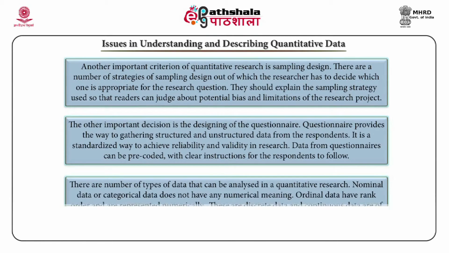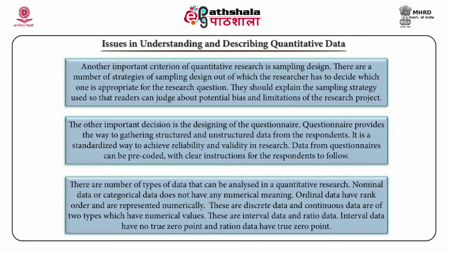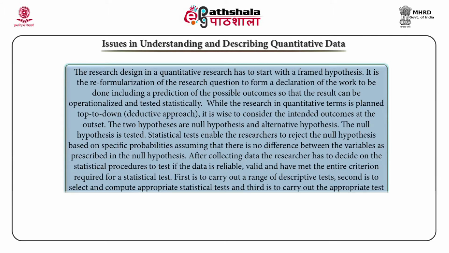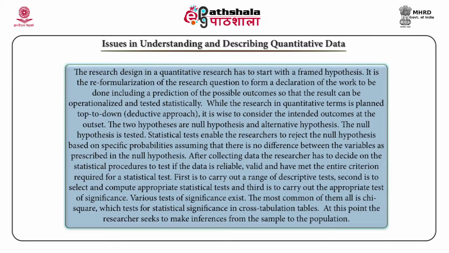Another important criterion of quantitative research is sampling design. There are a number of strategies of sampling design out of which the researcher has to decide which one is appropriate for the research question. They should explain the sampling strategy used so that readers can judge about potential bias and limitations of the research project. The research design in a quantitative research has to start with a framed hypothesis.